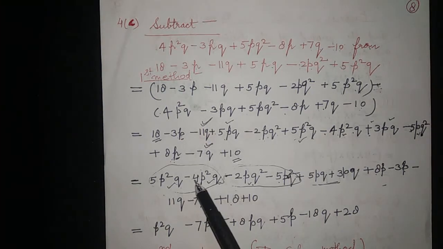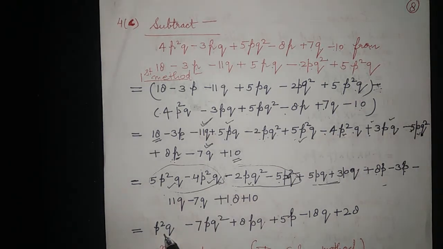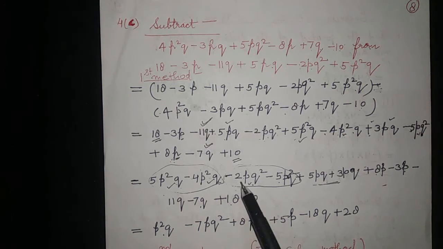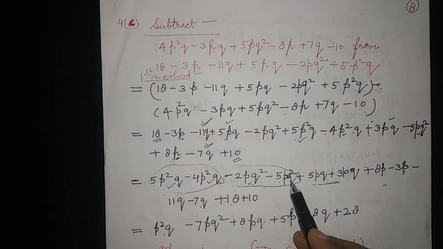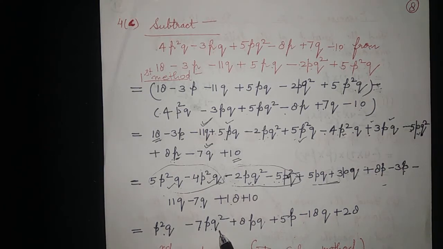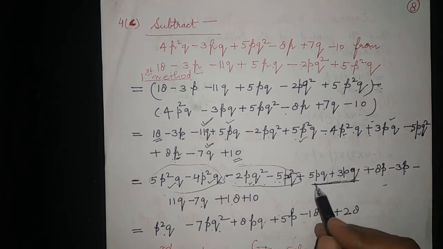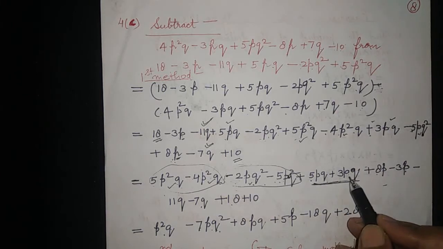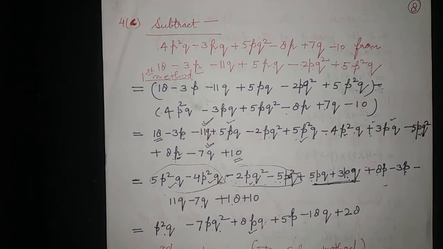5p square q minus 4p square q. What will come? Here p square q will come. Okay. Now if we solve minus 2pq square and minus 5pq square, what we will get? Minus 7pq square. After this, we will solve these two like terms. We will add these two like terms, 5pq and 3pq. After adding these two, we will get 8pq.